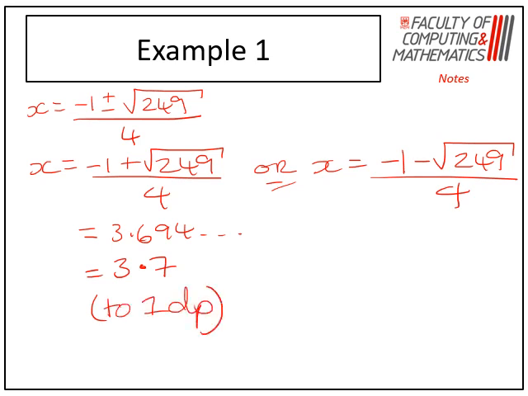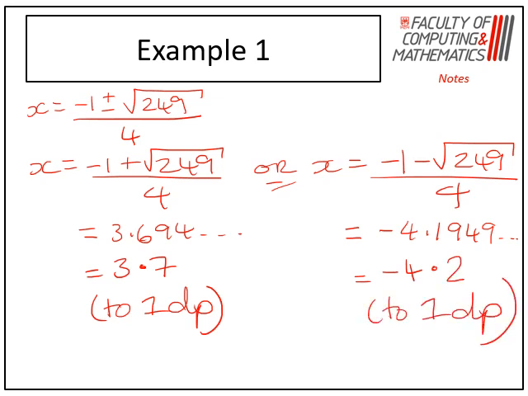Okay. On the second one, using the negative version now of the root 249, we're going to have negative 4.1949, etc. Okay, 1 dp, again, we're looking at negative 4.2 to 1 decimal place. So what you're going to need to make sure is that you expand the bracket and tidy it up. Make it equal to 0 before you can use the quadratic formula.